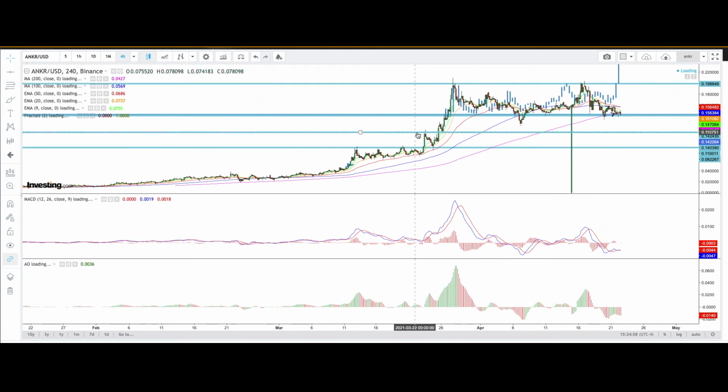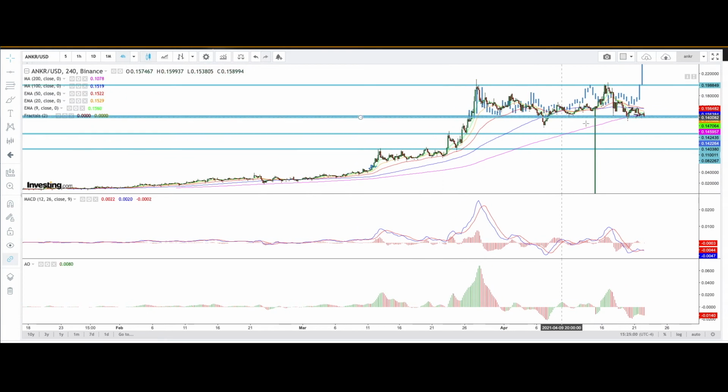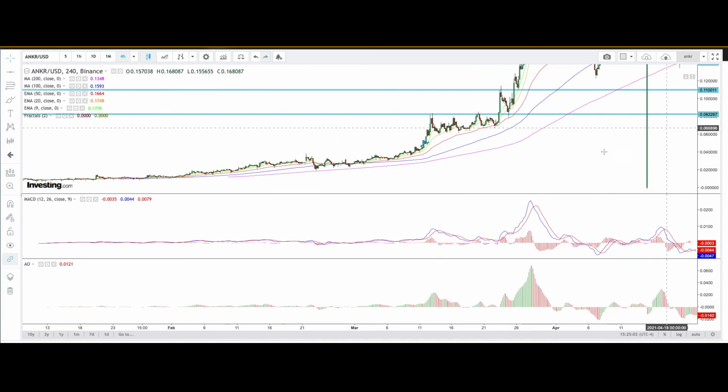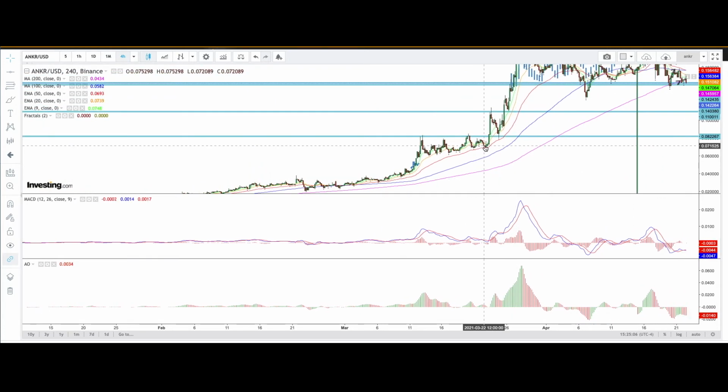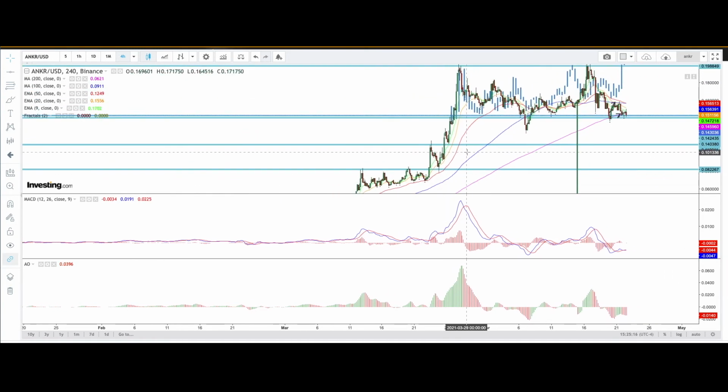So let me show you what I'll be looking for before I would buy. If we're following the same pattern, look, the moving average lines start going up. We break through this line of resistance, we come back, and then we're takeoff.